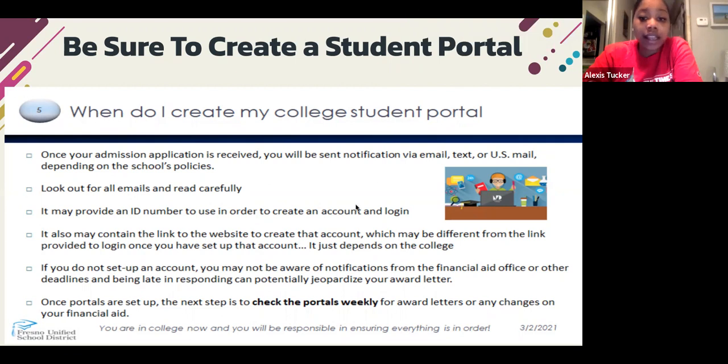Certainly. So again, that speaks to that responsibility factor, guys. You're going into college for the first time now, so this is a really great time to take the lead and log into your student portals for all kinds of information because that's where they're going to be communicating with you.